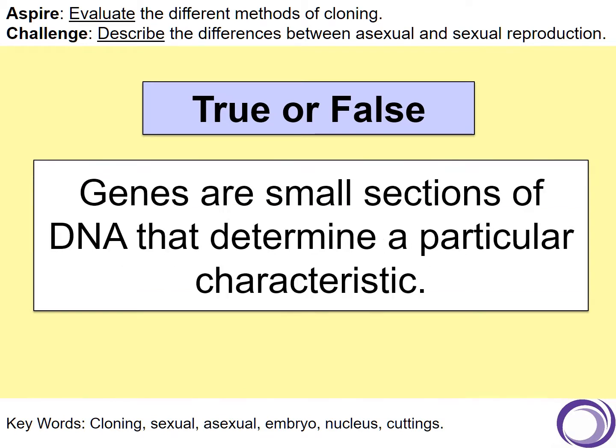Okay, next question. Genes are small sections of DNA that determine a particular characteristic. True or false? Okay, if you got true, well done. Genes are a small section of DNA that determines a particular characteristic. So we'd have genes for hair colour, skin colour, eye colour. And a gene is a short section of a chromosome made up of that DNA. So don't get those words mixed up. Chromosomes are much bigger than genes, and they are all made of DNA.